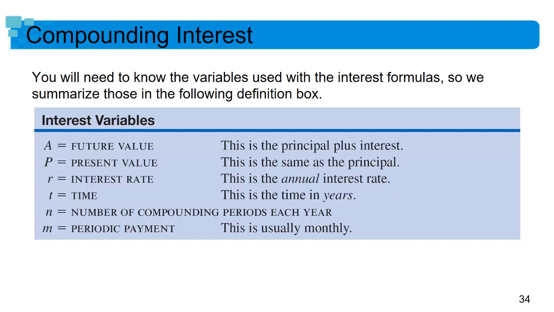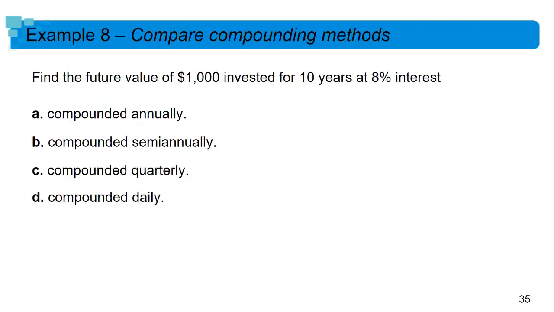So back to our letters, you can see that everything is still the same. P is still present value, R is still interest rate, A is still future value, T is still time in years. Now we have N being the number of compounding periods each year, i.e. the number of times you're going to compound interest each year. And then M is a new one. We call that our periodic payment. And this is usually monthly, which is why we use M. Okay, so M doesn't come up a lot, but just keep in mind that that's your periodic payment.